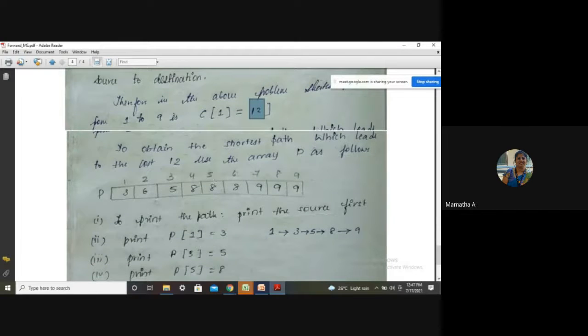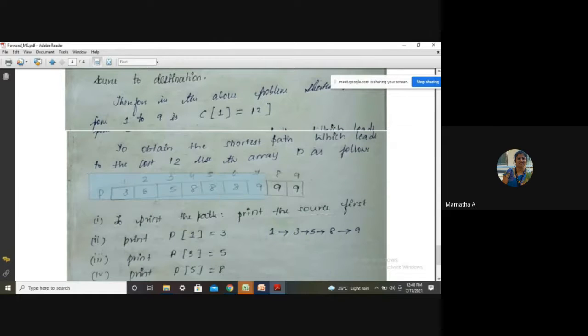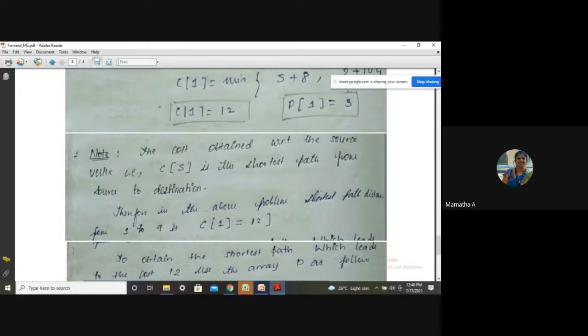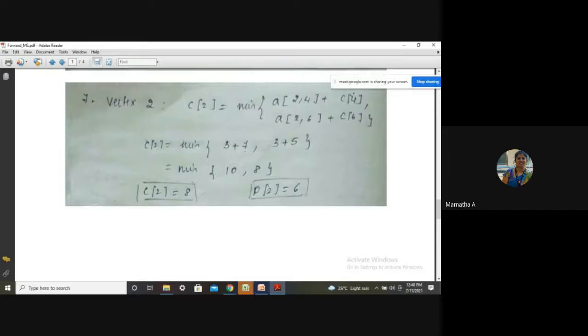So you have to construct the P array. Take an array P whose size is of length 9. You can observe it is of length 9. So P 1, 2, 3, 4, 5, 6, 7, 8, 9. And how do you fill this? From the above entries, P of 1 is 3, then P of 2 is 6, similarly P of 3 is 5.